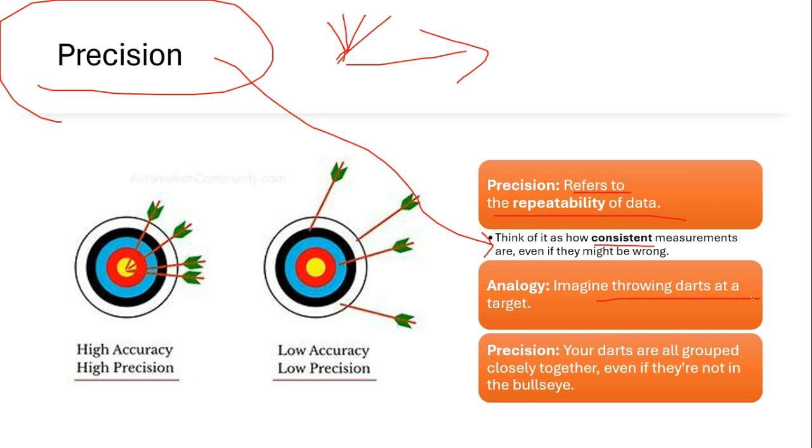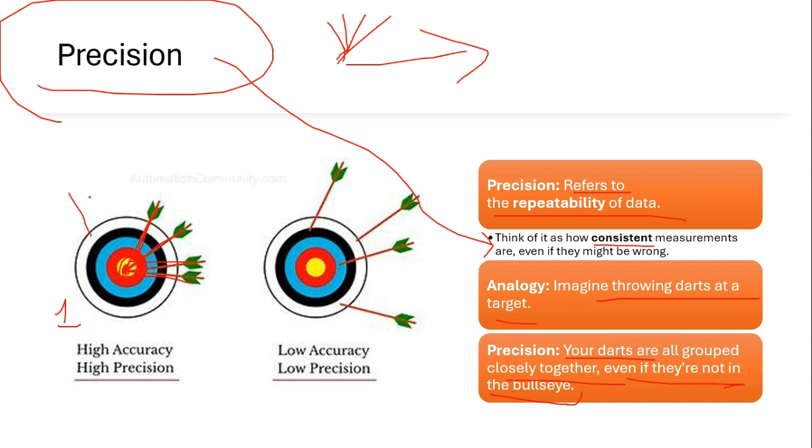Imagine throwing darts at a target. Here in the image you can see darts thrown at a target, and if your darts are all grouped closely together, even if they are not in the bullseye, then it is precise. Here in the first image we can see that all darts are closely placed, so they are precise. And also they are at the center of the target, so they are also highly accurate.